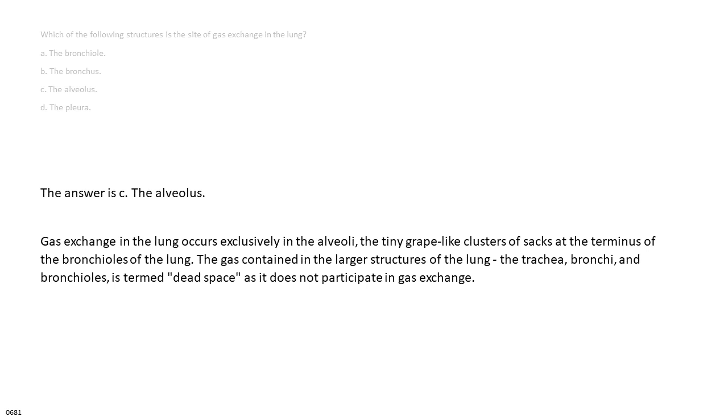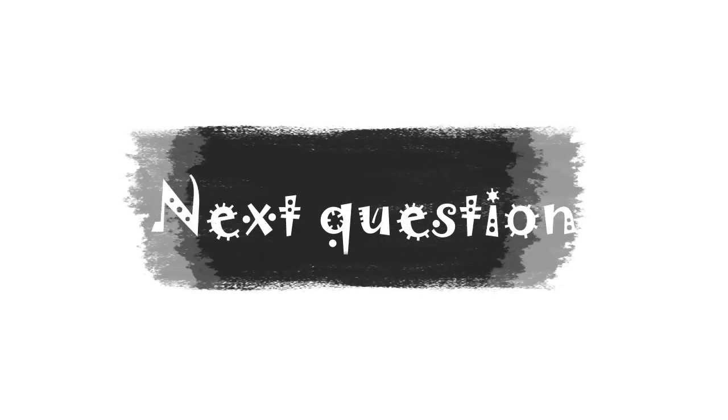The answer is C. The alveolus. Gas exchange in the lung occurs exclusively in the alveoli, the tiny grape-like clusters of sacs at the terminus of the bronchioles of the lung. The gas contained in the larger structures of the lung, the trachea, bronchi, and bronchioles, is termed dead space as it does not participate in gas exchange.